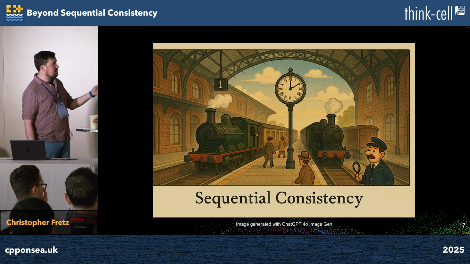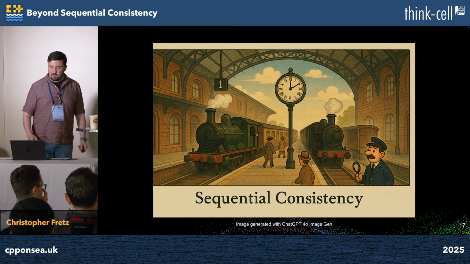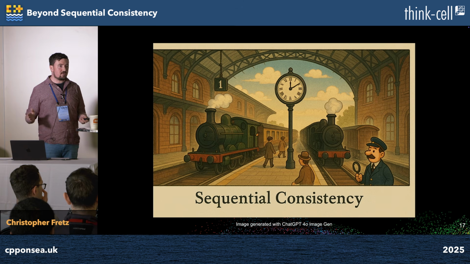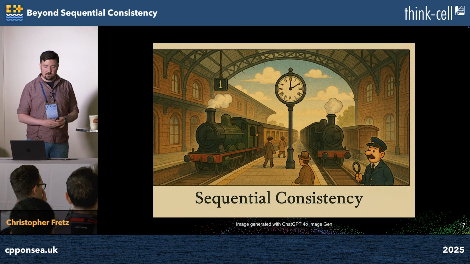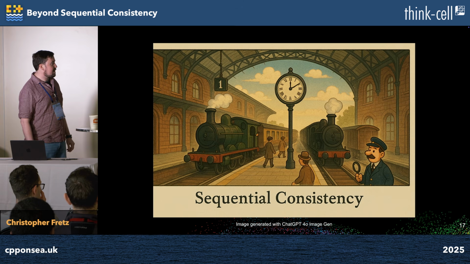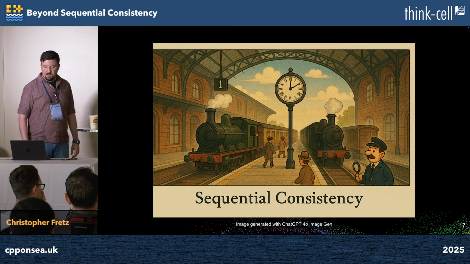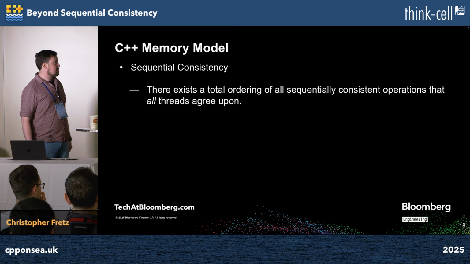So the first one that we have here is sequential consistency. So we have a very orderly train station. There's a nice platform. Customers are moving in an orderly fashion to get on their trains. Everything is very clean and pristine. And this is sequential consistency.